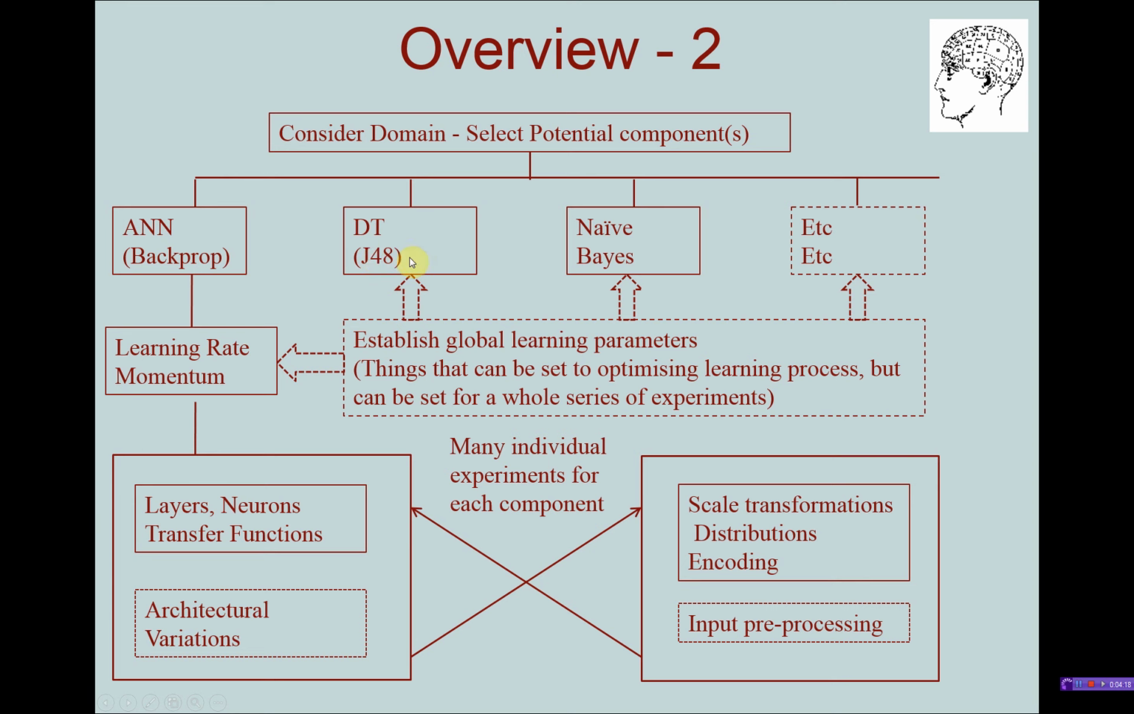Decision trees, mainly we're looking at the pruning methods used to produce more compact and better generalization in the trees. And then each of the other components you might be interested in will have their own learning parameters. The point is that we need to optimize these parameters to optimize the learning process.